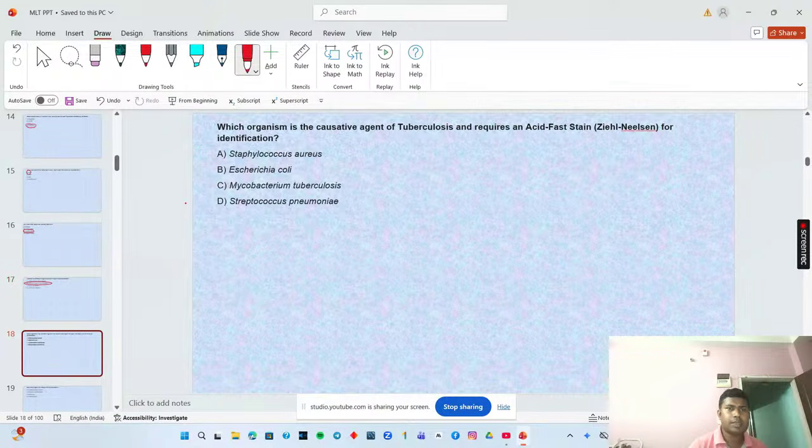Now here it is given: which organism is the causative agent of tuberculosis and requires an acid fast stain, Ziehl-Neelsen, for identification? So which organism needs an acid fast stain for identification? It will be Mycobacterium tuberculosis.